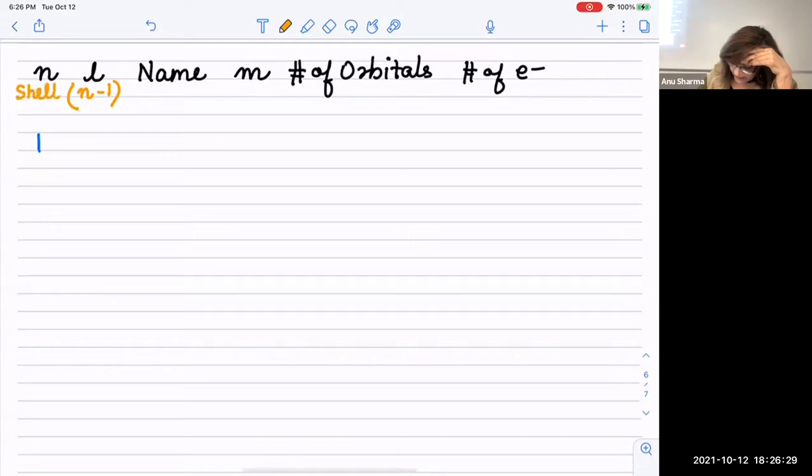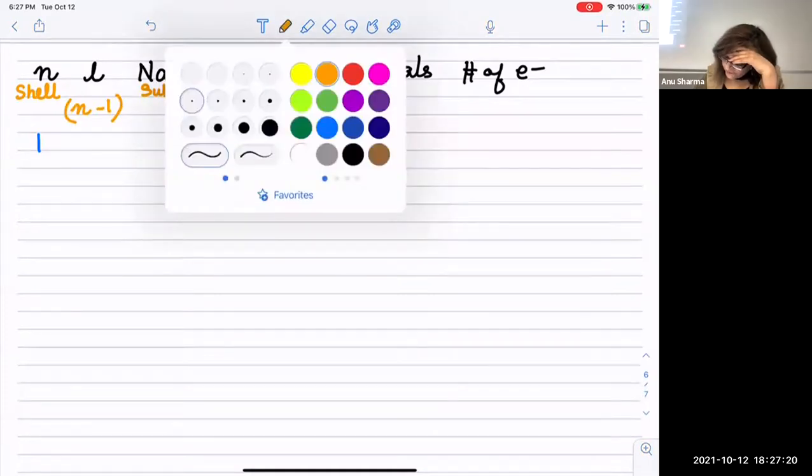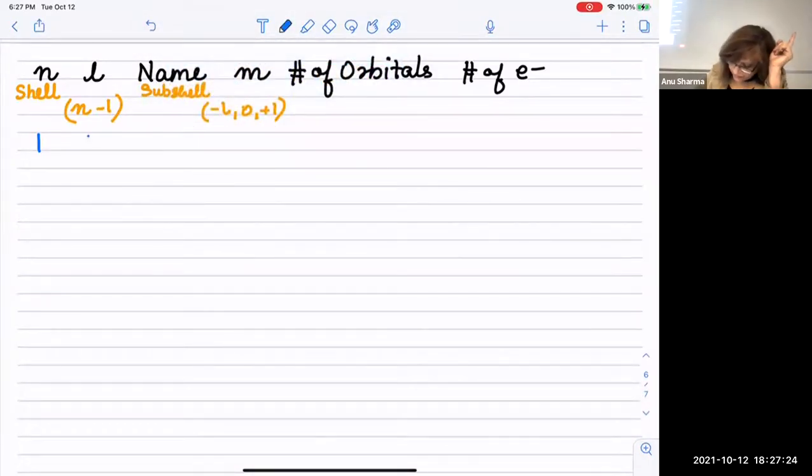This is the shell, and this is the subshell, and then M, N, L, and then the values of L. The value of M is minus L, 0, plus L. Then the number of orbitals and the number of electrons. So that's one piece. So this is N minus 1. All right, if the value of the first energy level is 1, then the value of L is 0.